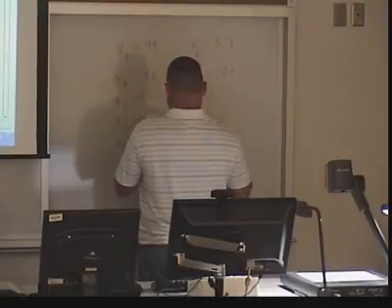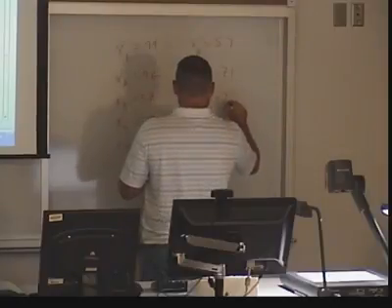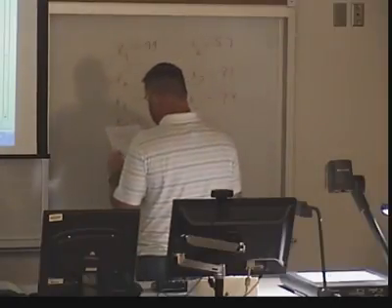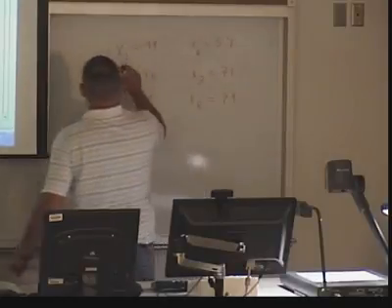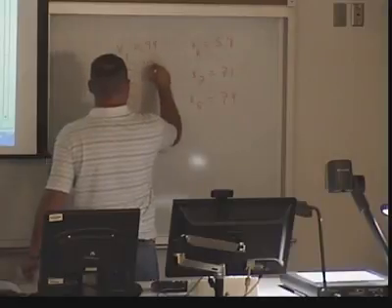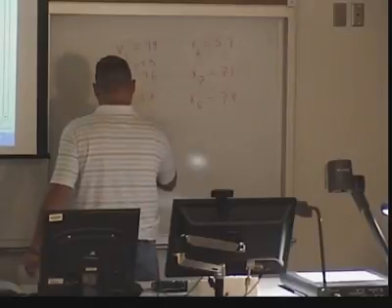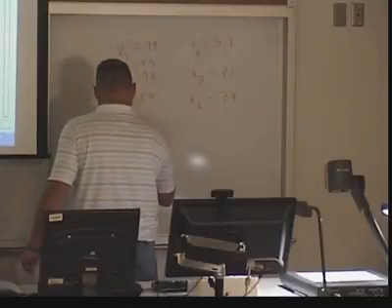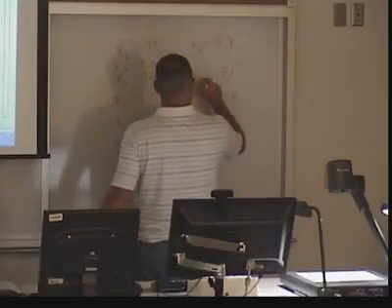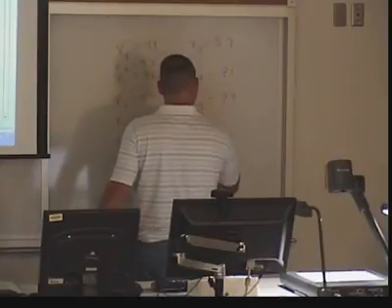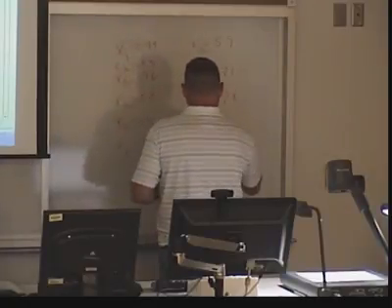X sub 8 was 74. I think I skipped one. 43. Yeah, I skipped 43. So this is x sub 2. And x sub 10 was 85.